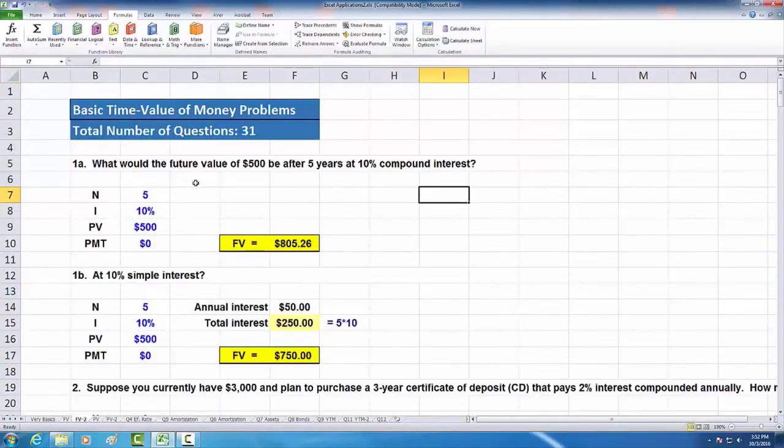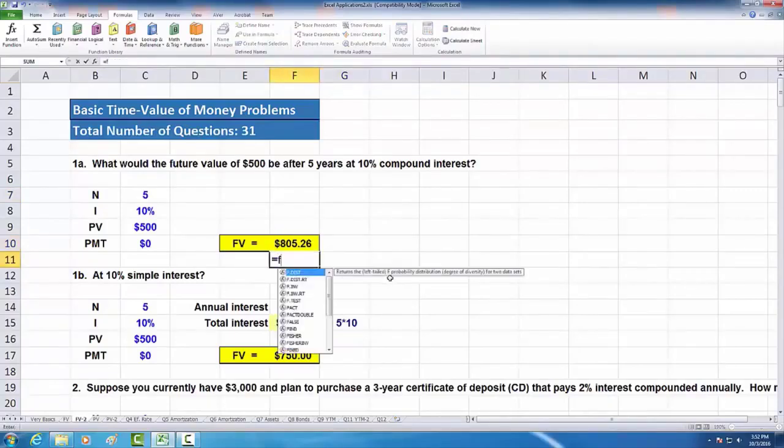Okay, here we have the questions, different questions. The first question is, what would the future value of $500 be after 5 years of 10% compound interest rate? So if it says compound interest rate, we have to use the compound function. So we have the FV function here. The answer is this, but instead of using the answer, we can use our own formula right here.